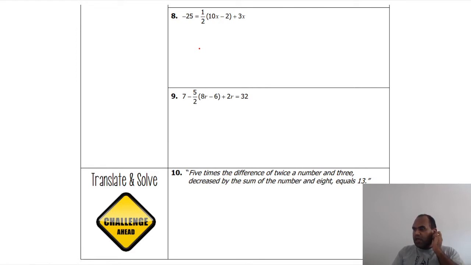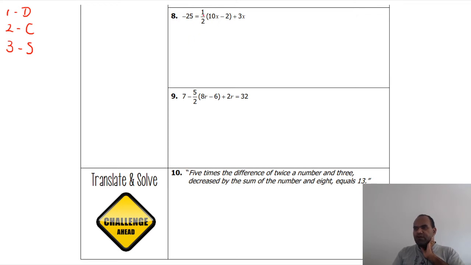Right now, it's kind of new. Right now I have fractions. Remember, we work with fractions too. Here is negative 25 equals one half times (10x minus 2) plus 3x. First thing, remember, right here again: 1, distribute. 2, combine like terms. 3, solve it. First thing, let's distribute if necessary.